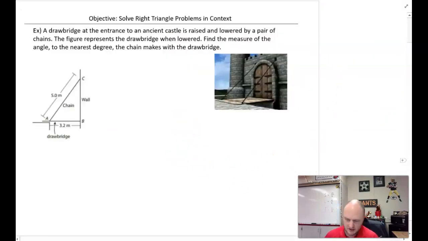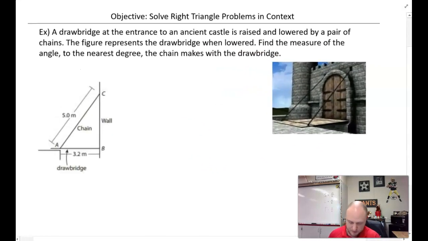Okay, so let's look at our first example here. They say a drawbridge at the entrance of an ancient castle is raised and lowered by a pair of chains. The figure represents the drawbridge when lowered. Find the measure of the angle to the nearest degree the chain makes with the drawbridge. They give us some information here, and I'm going to highlight it so you can be oriented to this.